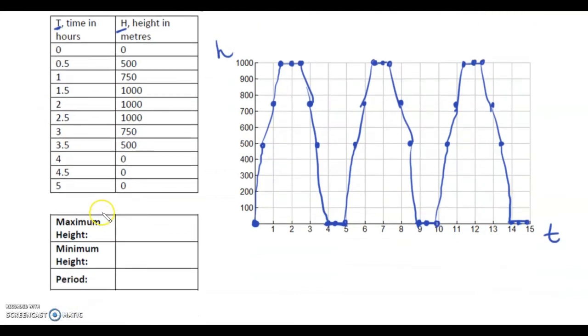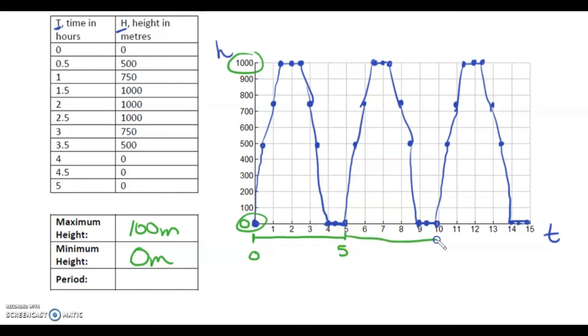Now, what's the maximum height? Well, maximum height is 1,000 meters. We can see that right here. What's the minimum height? Well, it's going to be 0 meters. It's going to be exactly on the ground, right? And then what's a period? Well, we're going to go from 0 all the way to 5, right? And then 5 all the way to 10, and then 10 all the way to 15. So 1 period is going to be 5 hours. In this time, we have this in context. It's actually going to be hours.